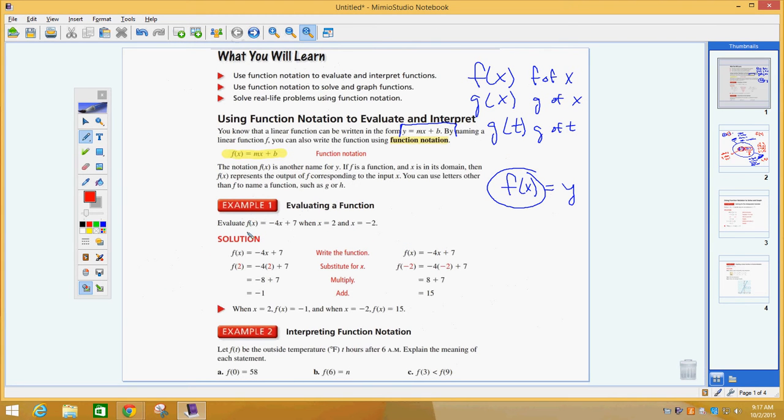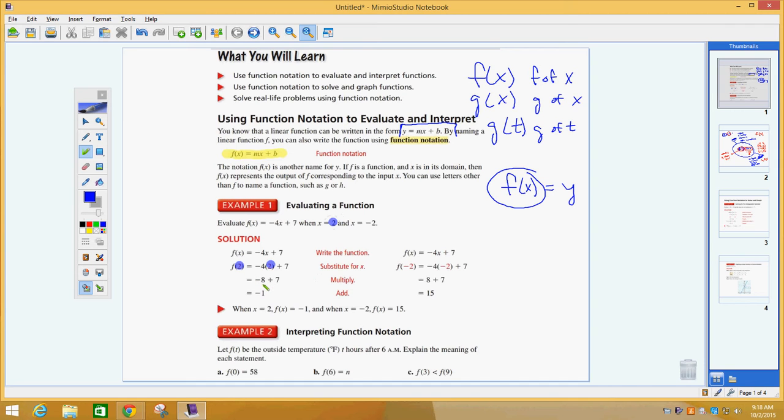Example 1. Evaluate f of x equals negative 4x plus 7 when x equals 2 and x equals negative 2. We have the solution worked out for us. The first thing that we want to do is rewrite the function using a set of parentheses where the variable is, and then plug in the value we're looking for. The first value is x is equal to 2.